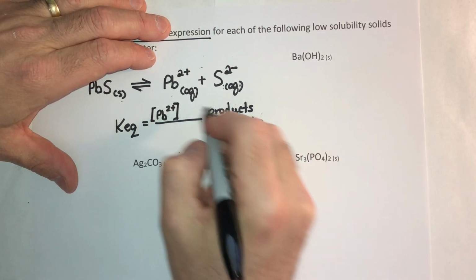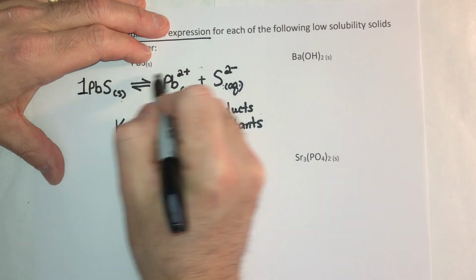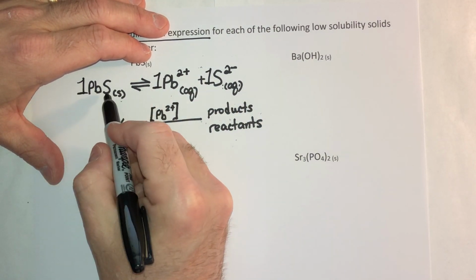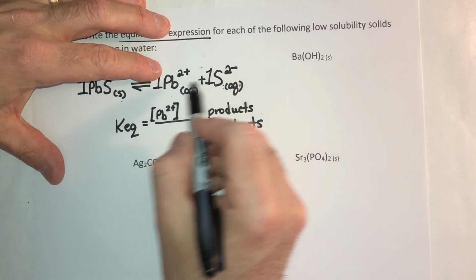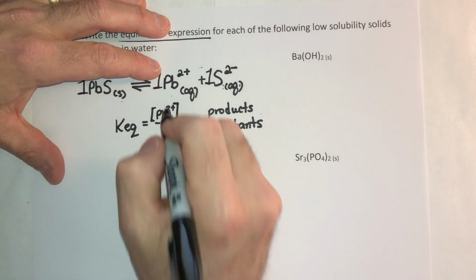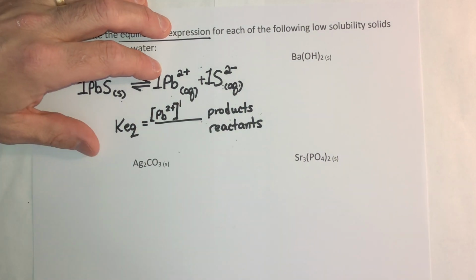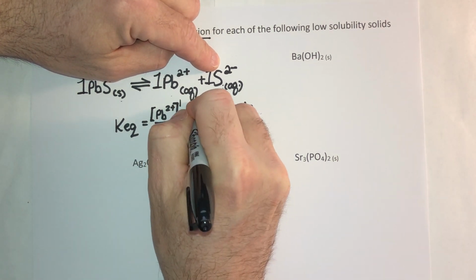Okay? Now, when we balance this, we didn't really put any numbers in. But if you don't put any numbers in, it's really ones, right? For every 1 lead sulfate, you get 1 lead and 1 sulfur. The numbers that were used to balance the equation, those are your powers. So that's really to the power of 1. The second product is an S2-. So let's put in our S2-.